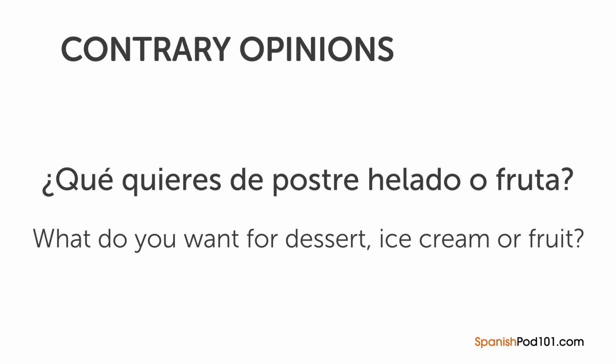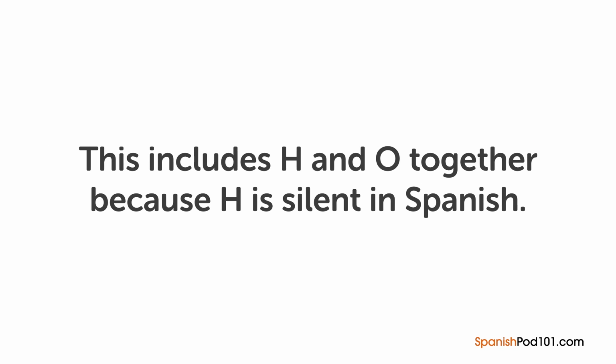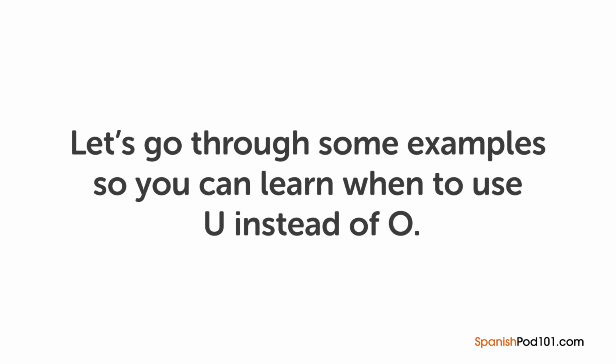Now, on to the question for this lesson. O changes to u when or precedes a word that begins with an O sound. This includes H and O together because H is silent in Spanish. Let's go through some examples so you can learn when to use U instead of O.